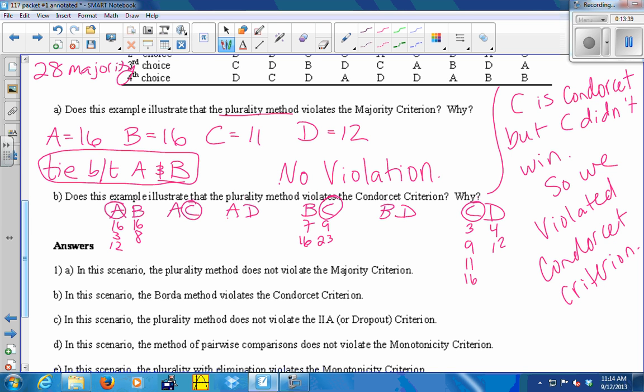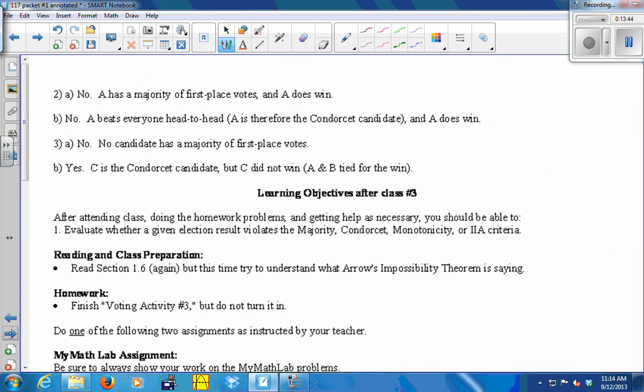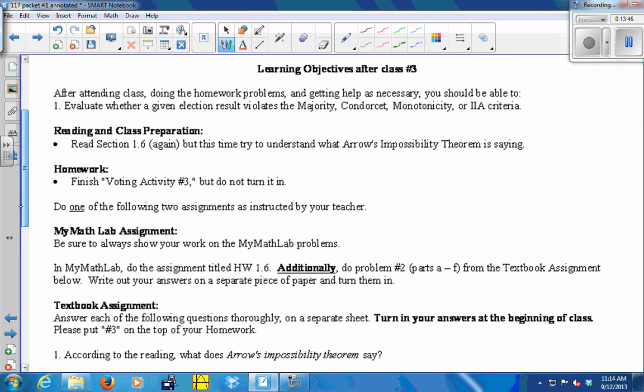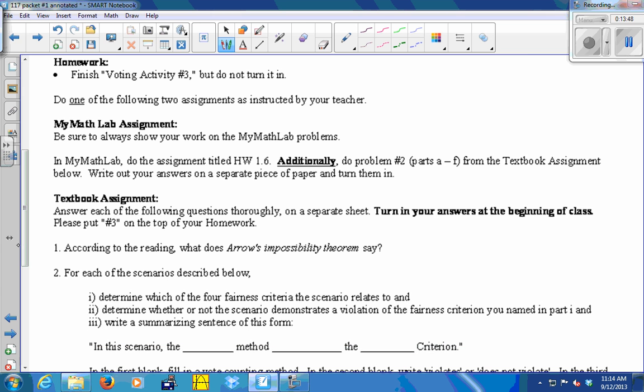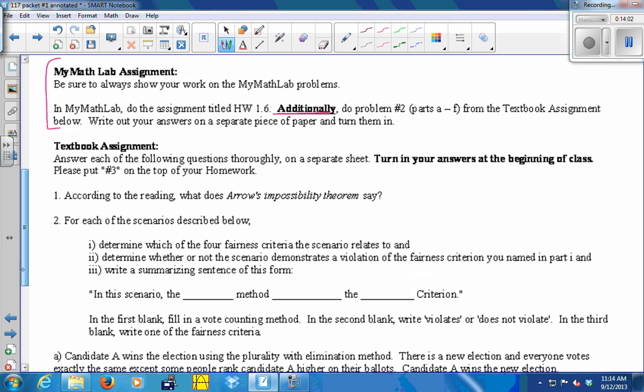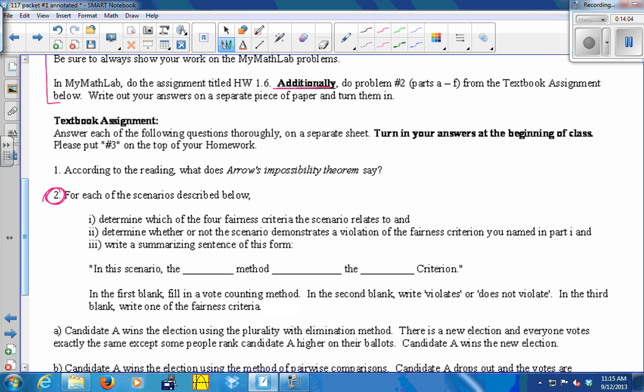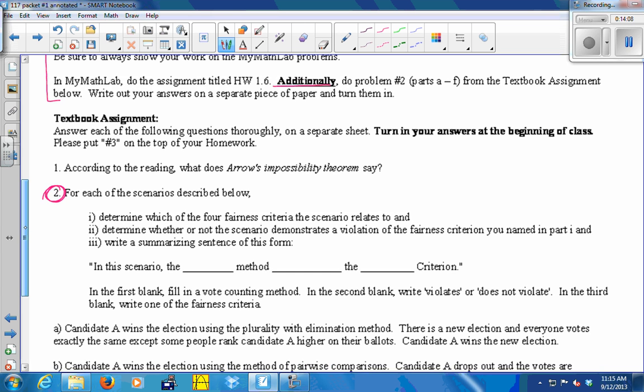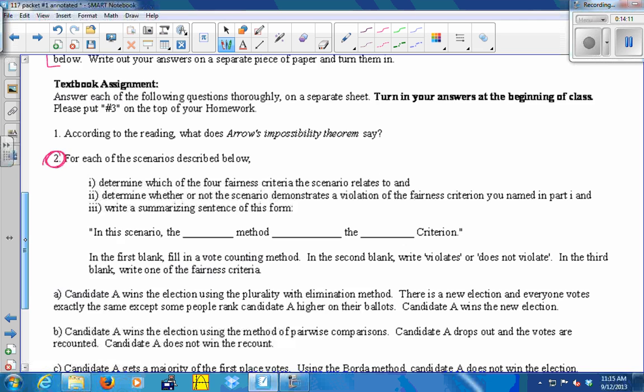Okay, let me just point out the homework first, because I didn't mention it yesterday. So the homework for this class was to finish that voting activity, but I wasn't going to collect it. And then we always do the My Math Lab assignment, right? But here it also says, additionally, do problem number 2, parts A through F from the textbook assignment below. So that is this. So I also want you to do that problem out on paper and hand it in next week.